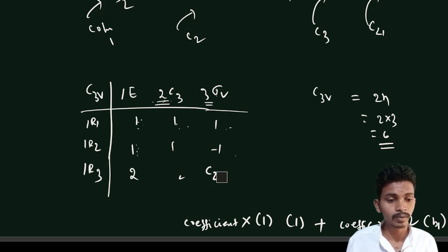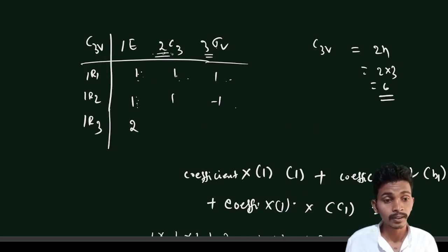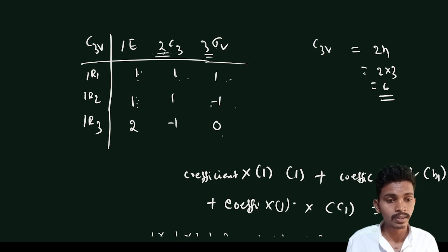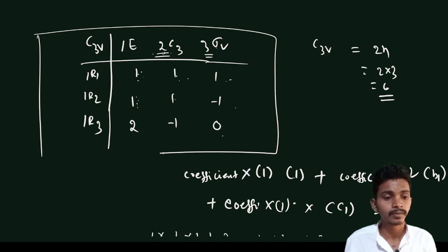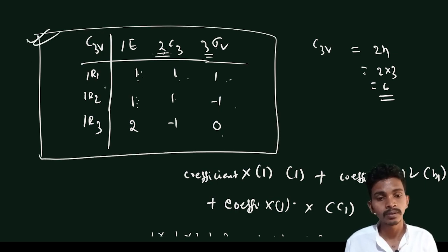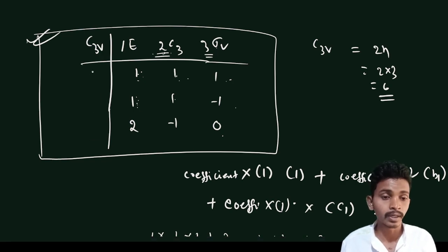And here what you have to take: if I take 2 and 3, I will take minus 1, and if 0, then this is 0, this is minus 2, and 2 2, this is 1 1 2 0. So this is the calculation. We have to follow the orthogonality theorem and these values. This is IR1, IR1 and IR2, IR1, IR2 and IR3.